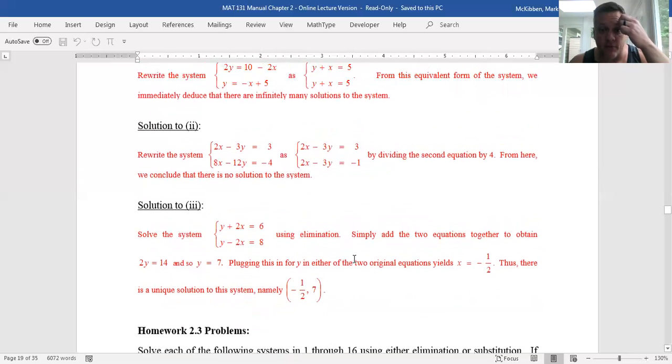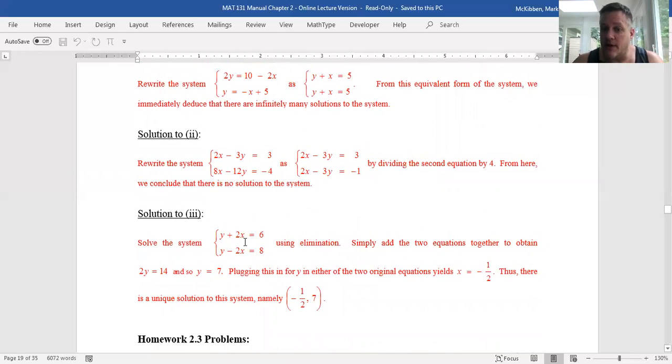Let's skip down to number 3. Number 3 cries out for elimination because you have the same but opposite coefficient on one of the variables, right? So if you just add the left and add the right, the x's drop out. I get 2y equal to 14, so I know what the y value is, and then plug that y value back in to find the x, right? So you only have a unique solution to that one, namely this point.